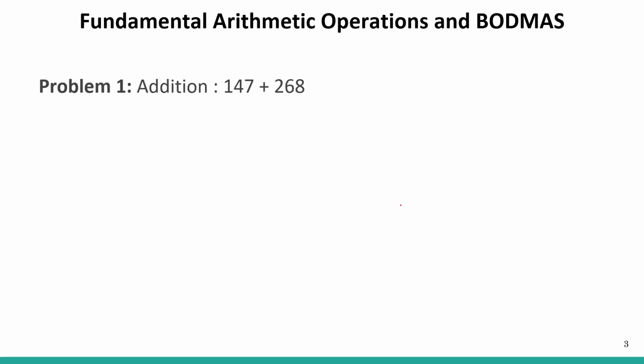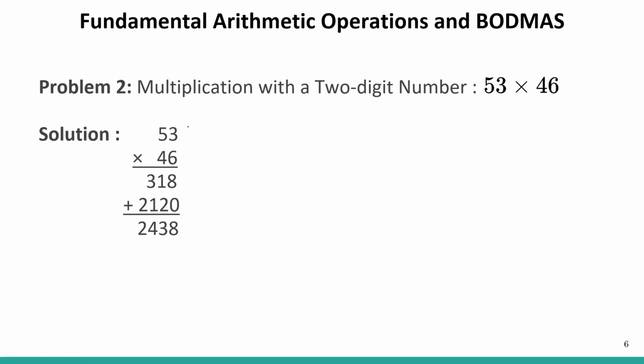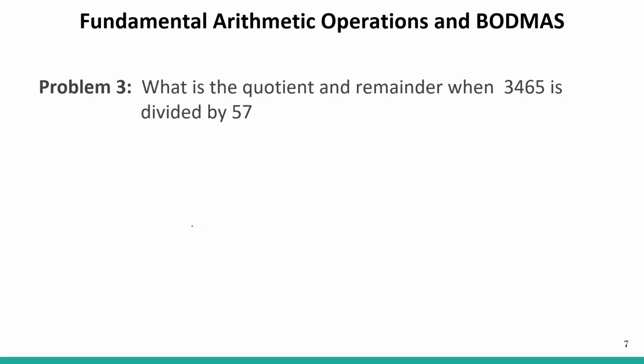So the first question is very easy. 147 plus 268, as you can see here, will be 415. Very basic mathematics. The next question is also easy, that is 53 into 46. You can multiply down here. 53 into 46, and you get 2438.